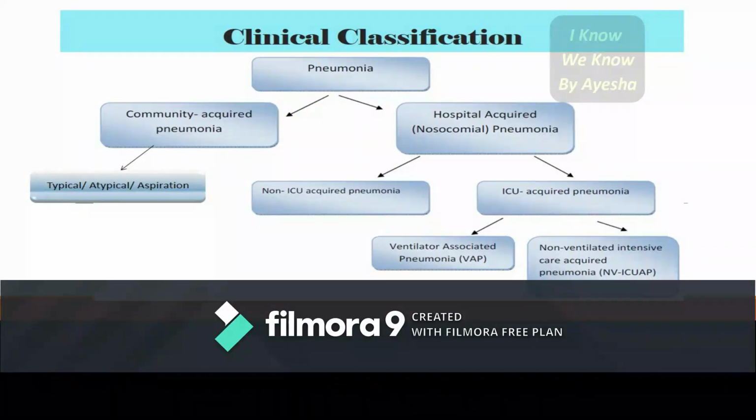Clinically, pneumonia can be classified as community-acquired pneumonia, another type of it is atypical and aspiration pneumonia, whereas hospital-acquired pneumonia, known as nosocomial pneumonia, can be non-ICU acquired pneumonia or ICU acquired pneumonia. If the patient is admitted in the ICU, then there may be more chances for the patient to get ventilator associated pneumonia or else non-ventilator associated pneumonia. So this is brief about the clinical classification of pneumonias.